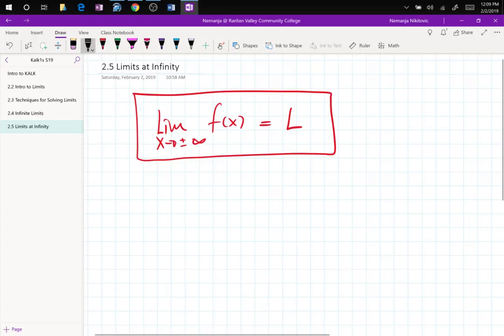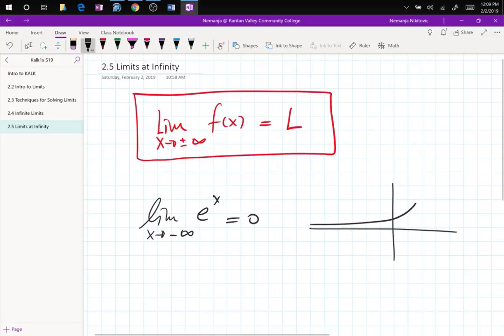So, a good example to discuss right off the bat to show this would be e to the x, right? So if I have the limit as x goes to negative infinity of e to the x, the answer would be 0. Because when you draw e to the x, it goes through 1. You are supposed to go to negative infinity.